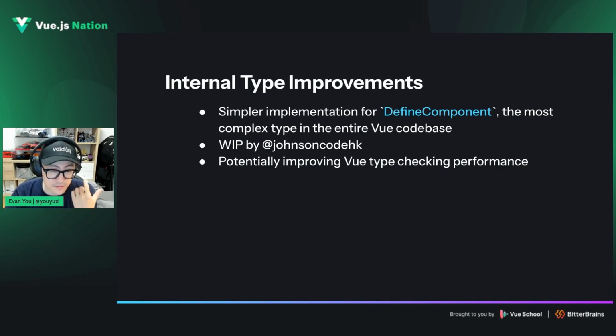And the significance of this is a simpler defineComponent type may be able to help us improve Vue type checking performance. Because when you use the Vue language tools, every code completion and type inference you see when you're using Vue SFC with language tools has to go through defineComponent. So the performance of this type can have a large impact on the overall type checking performance, especially in large projects.